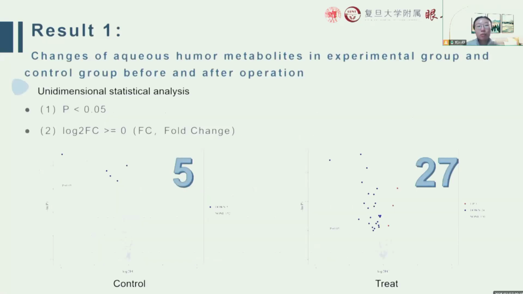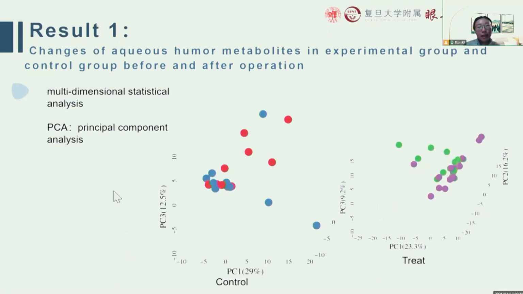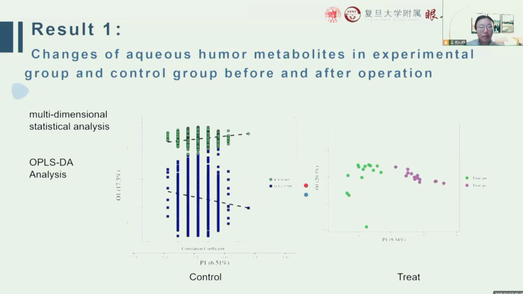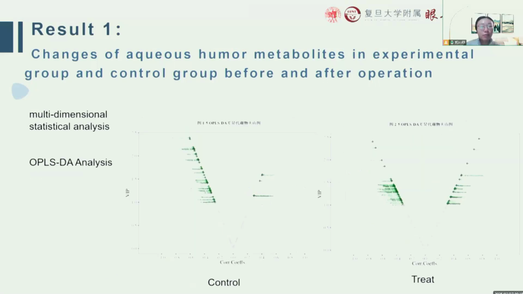This is our preliminary result. We use both unidimensional and multidimensional statistical analysis. This is the PCA result, and this is the OPLS-DA analysis. And we can find that there are changes of aqueous humor metabolites in both groups, but the control group remains relatively stable before and after operation.